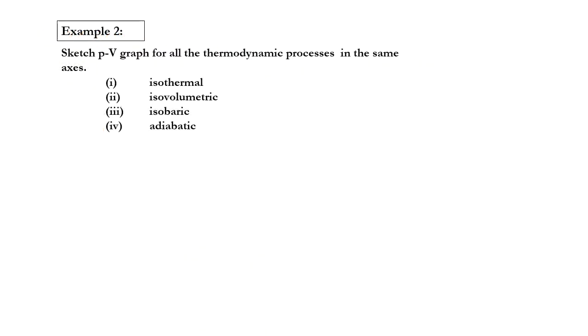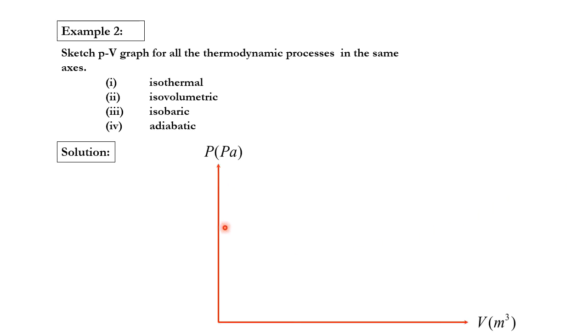Now let us proceed with example 2. From this example, we have to sketch the PV graph for all the thermodynamic processes. And we have to sketch them on the same axis. To sketch this, the first step is to have the axis. We have pressure and we have volume on the x-axis. Now let us start with the first process, isothermal.